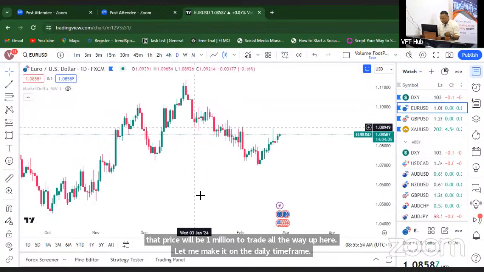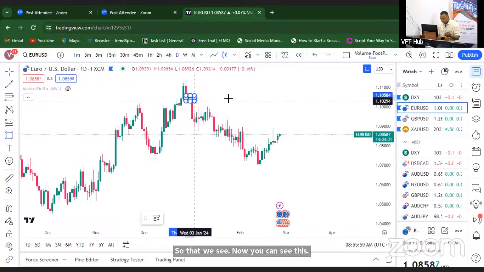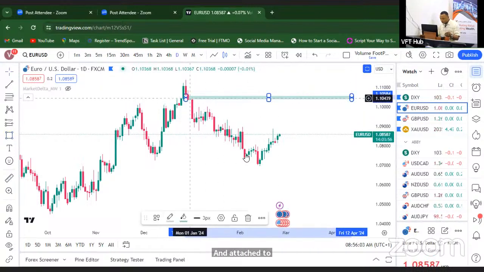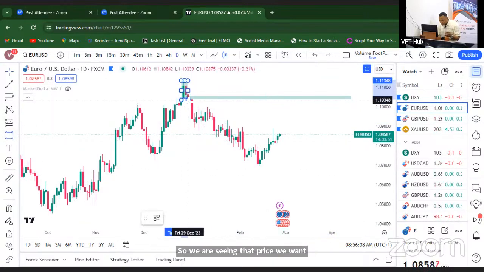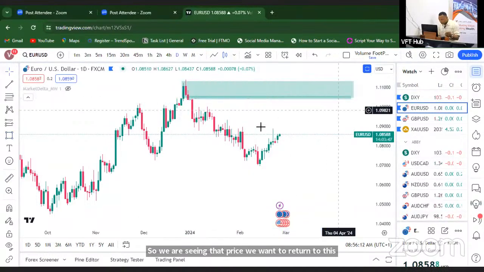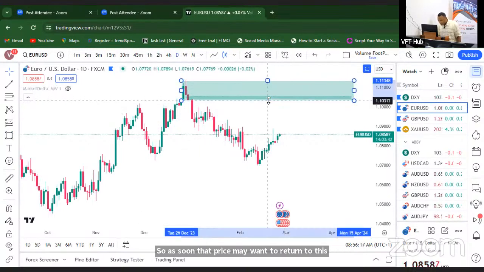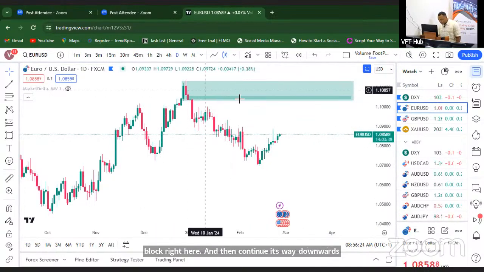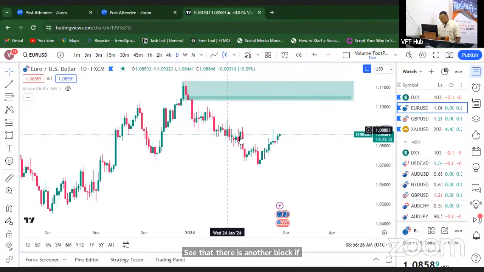Now, you can see this fair value gap right here on the daily time frame. And attached to the fair value gap is an order block, which is the origin of this whole swing. So we're seeing that price may want to return to this order block right here and then continue its way downwards. Seeing that there is another block, a fair value gap around that level, and then you can see all the old highs. Some people call it diagonal liquidity.